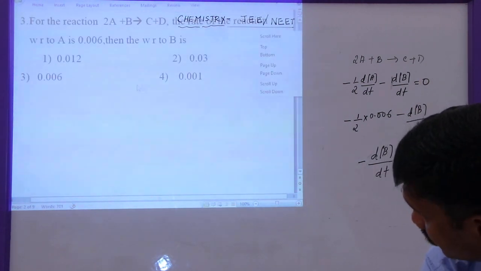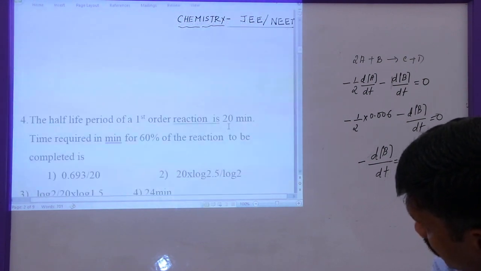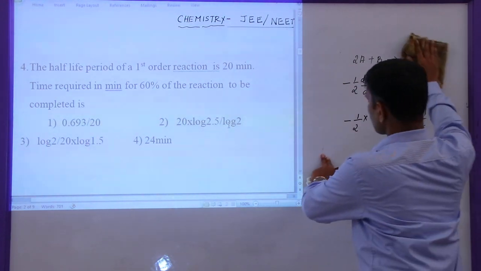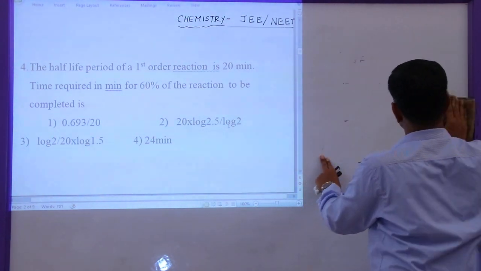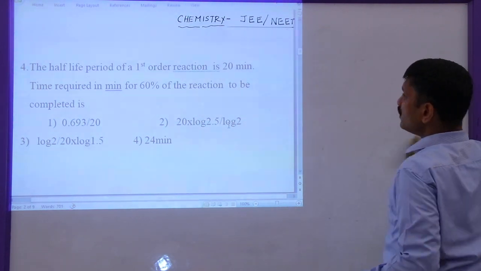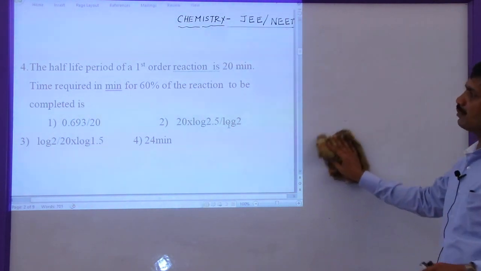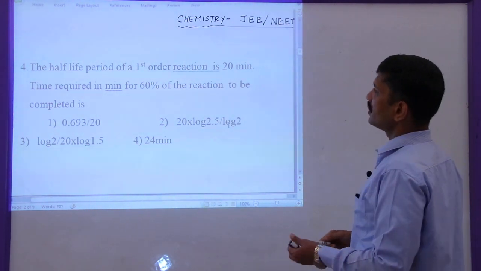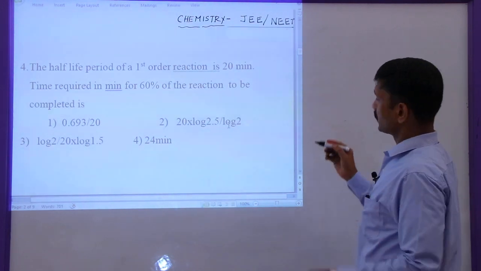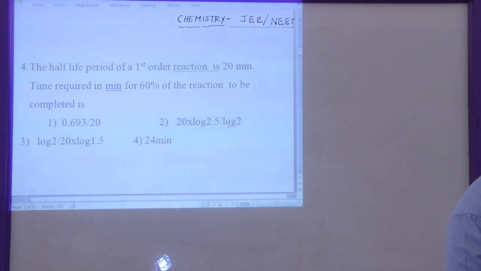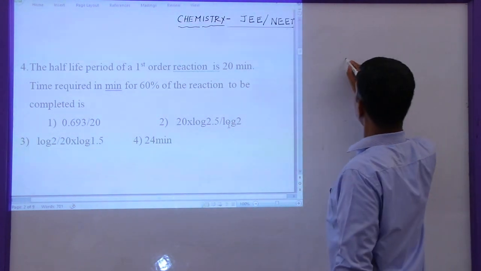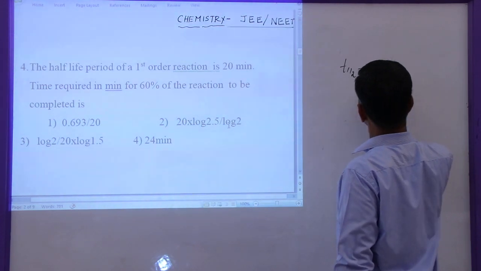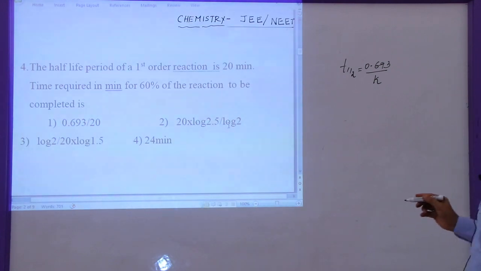Next question. The half-life period of a first order reaction is 20 minutes. What is the time required in minutes for 60% of the reaction to be completed? Here, the half-life period of the first order reaction is 20 minutes. So, T half is equal to 0.693 divided by K. We know this one.